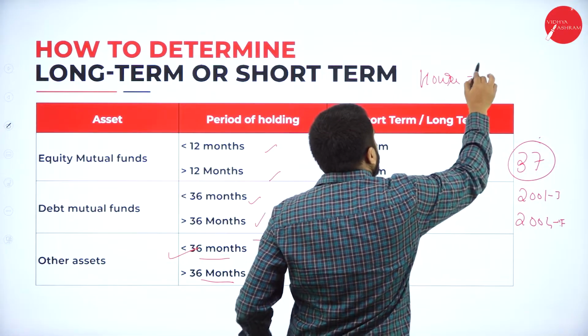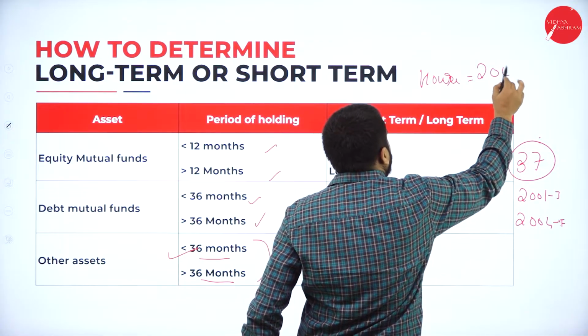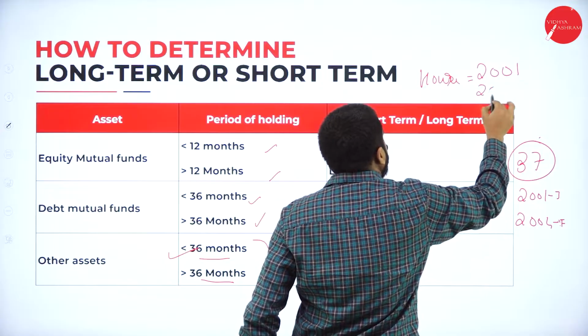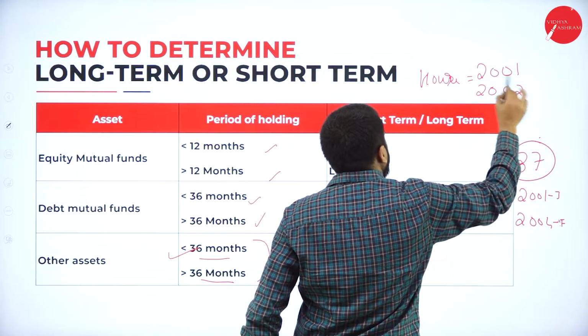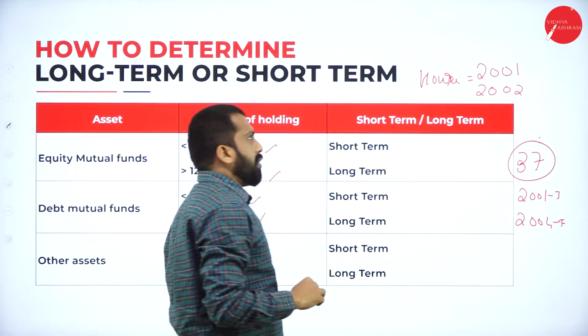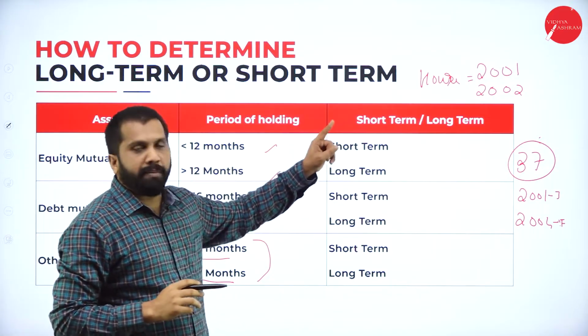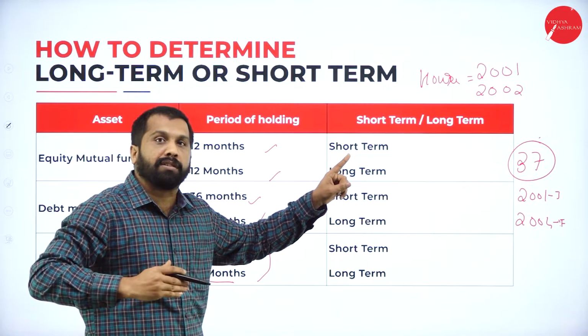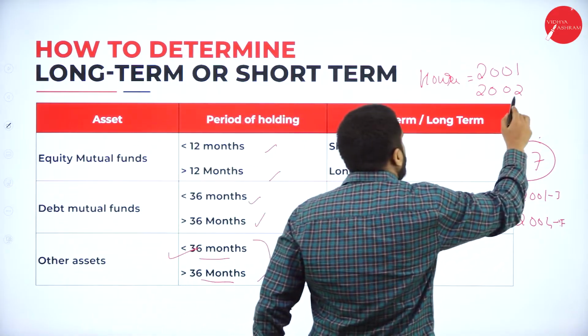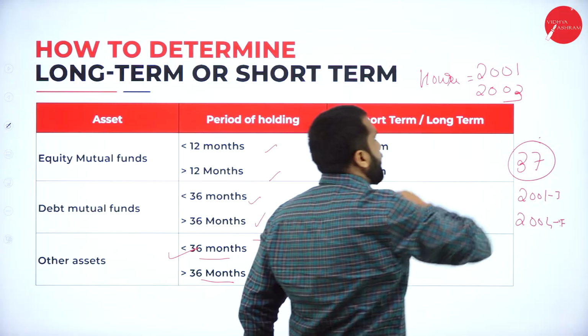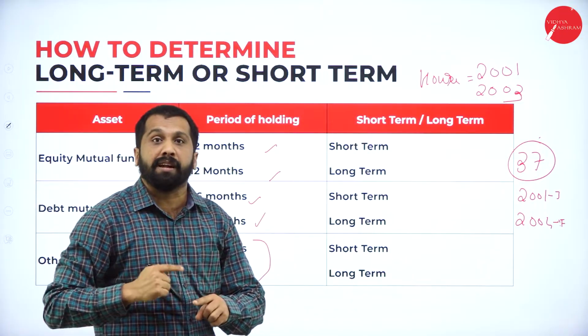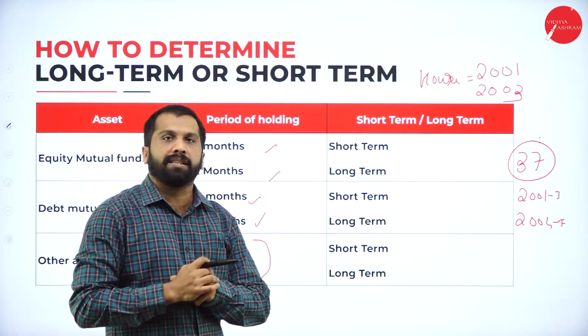you have a house you bought in 2001 and you are selling it in 2002. So in this, what happens? Up to 24 months we have a slab. Less than 24 months, then it will be what? Short term. If you sold in 2003, it will be long term. More than 24 months will be considered as long term.